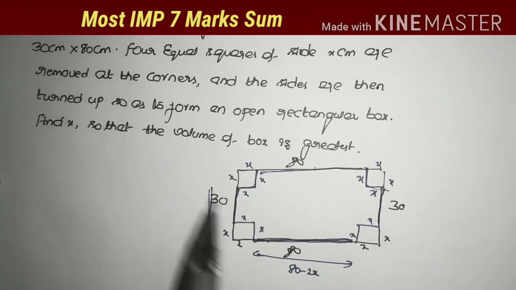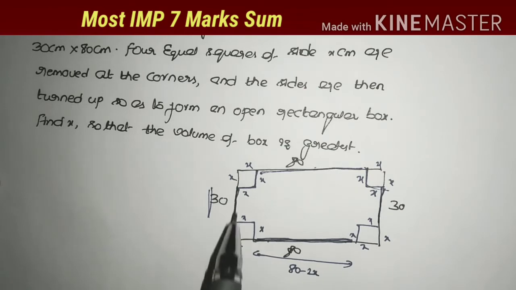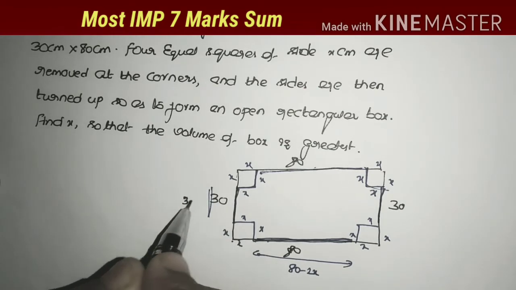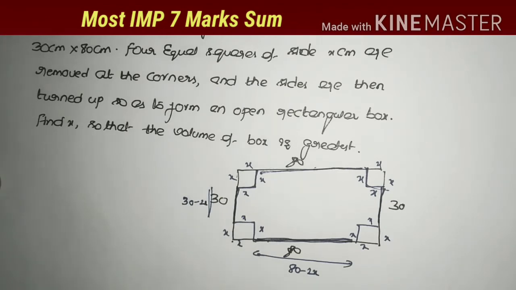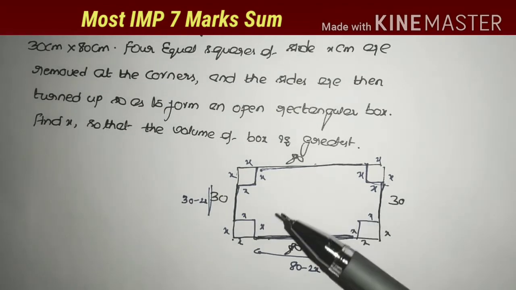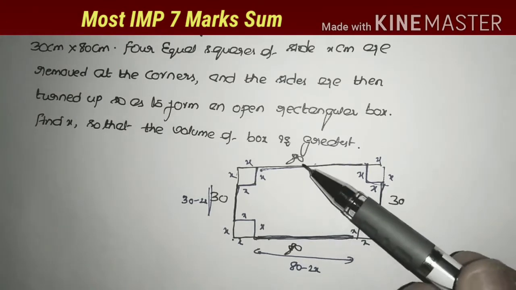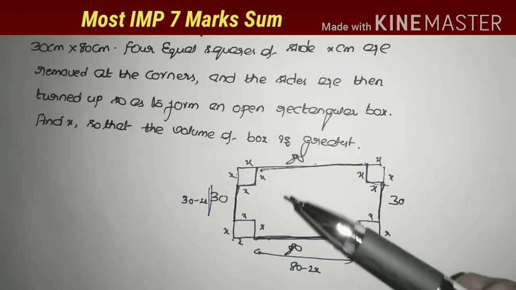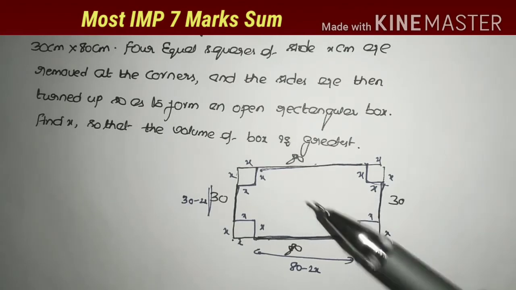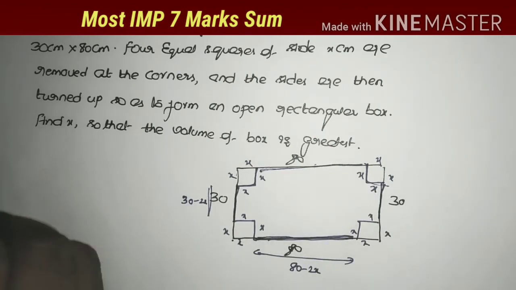Here also the total length is equal to 30. This part is removed, this part is removed. So the remaining part is equal to 30 minus 2x. And what is the height of the open rectangular box? That is equal to x, since this part is turned up. This is the height of the rectangular box, h.